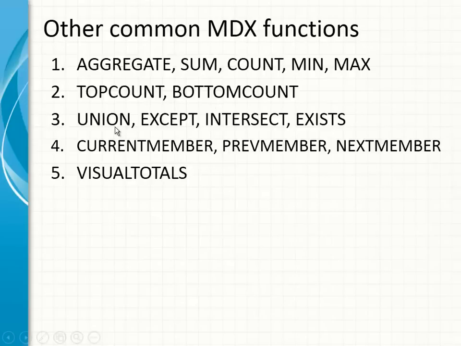We have support for union, except, intersect that SQL developers have seen in T-SQL, and then checking the existence. Then we see the current member, previous member, and next member usage, and something that's called visual totals. There are a large number of very powerful functions available in MDX queries, but I just thought to touch upon a few that are commonly used. Let's switch to SQL Management Studio to see examples of all of these.